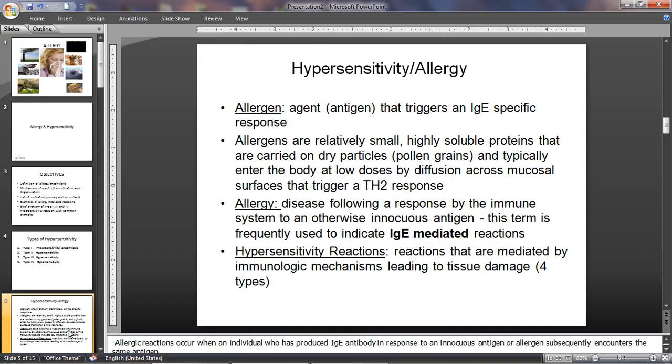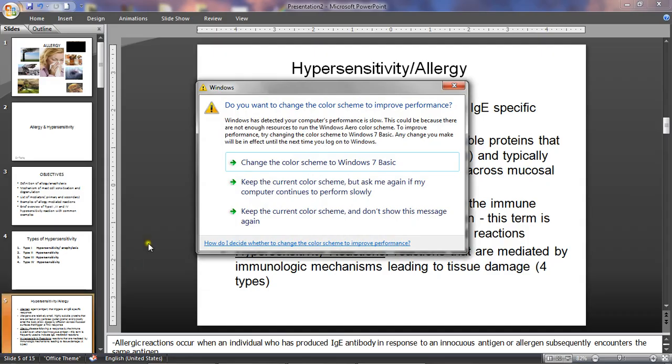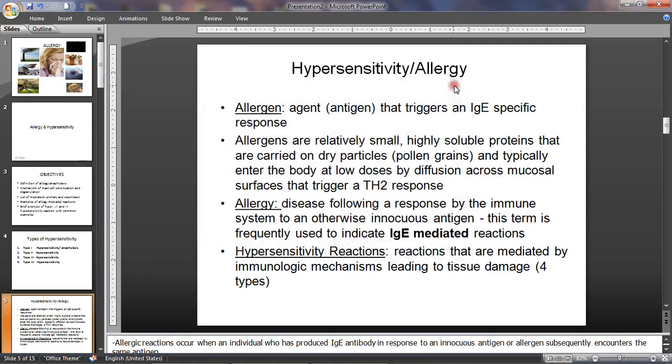Allergy is a disease following a response by the immune system to an otherwise innocuous agent. This term is frequently used to indicate IgE-mediated reactions. So allergy could be due to an innocuous agent, and the response is IgE production. Hypersensitivity reactions are mediated by immunological mechanisms leading to tissue damage.